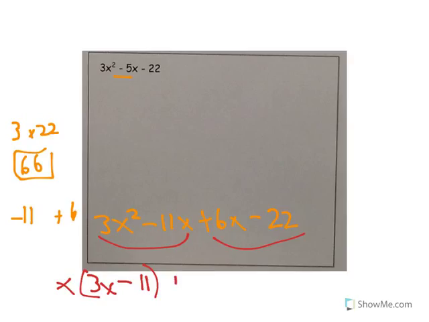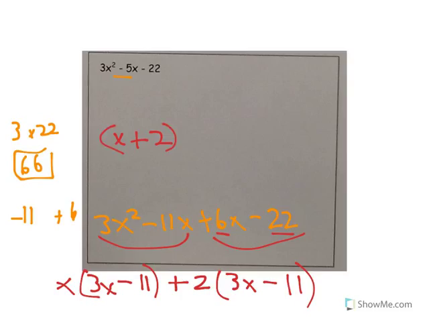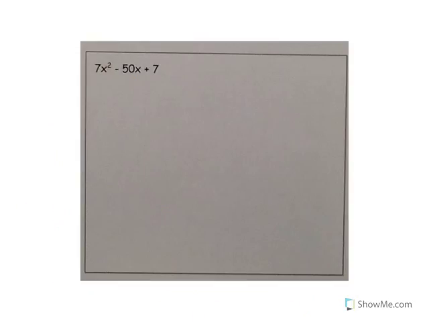And then it's going to be plus 2 here, because the greatest common factor of these two is going to be 2. And it's going to be 3x minus 11. And that works out perfectly. So the answer is going to be x plus 2, that's from there and there, the x plus 2 part, times 3x minus 11. If you multiply it out, you'll see that that works. Let's do one other one quickly.